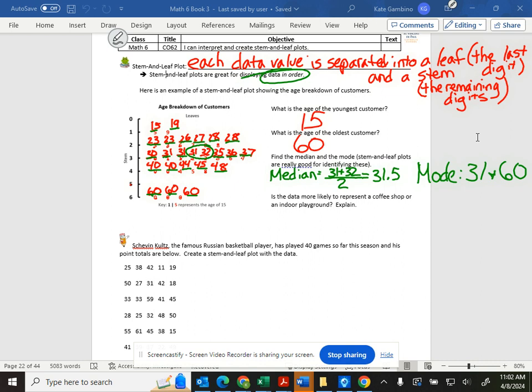Is the data more likely to represent a coffee shop or an indoor playground? What do you think, Jimena? A coffee shop, because normally when people are in the playground, they're like younger. Because normal age of customers for a playground will be younger.